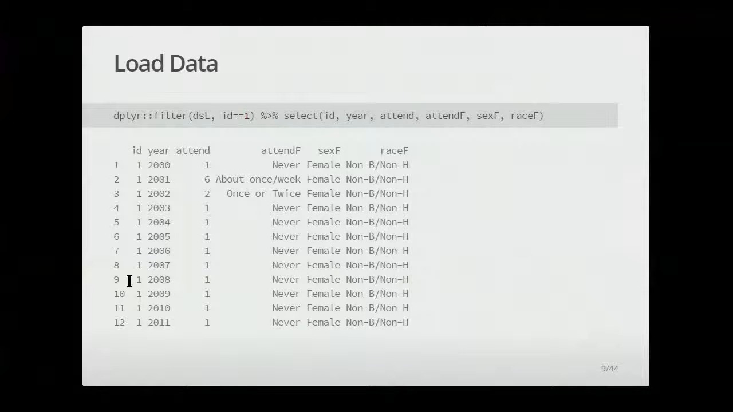Attend F, which stores the labels for the values of attend, Sex F and race F, which also store the categorical descriptive labels for these categorical variables. So this is what we have. This is what we arrived at from the last time. So next, let's take a look at where we would like to be today.